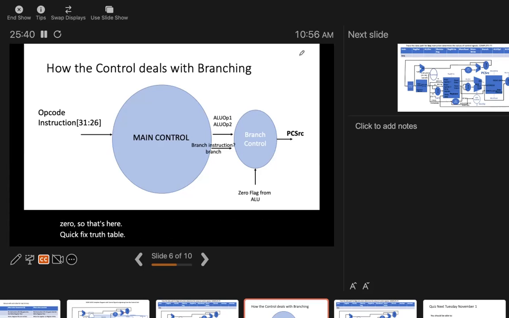And then from here, you may take a level up and make Karnaugh maps and determine your hardware, but this is not the course for it. The takeaway message from this slide is how the PC source is generated as a function of ALU op1, ALU op2, branch, and the 0 flag. That's the only takeaway message from this slide.